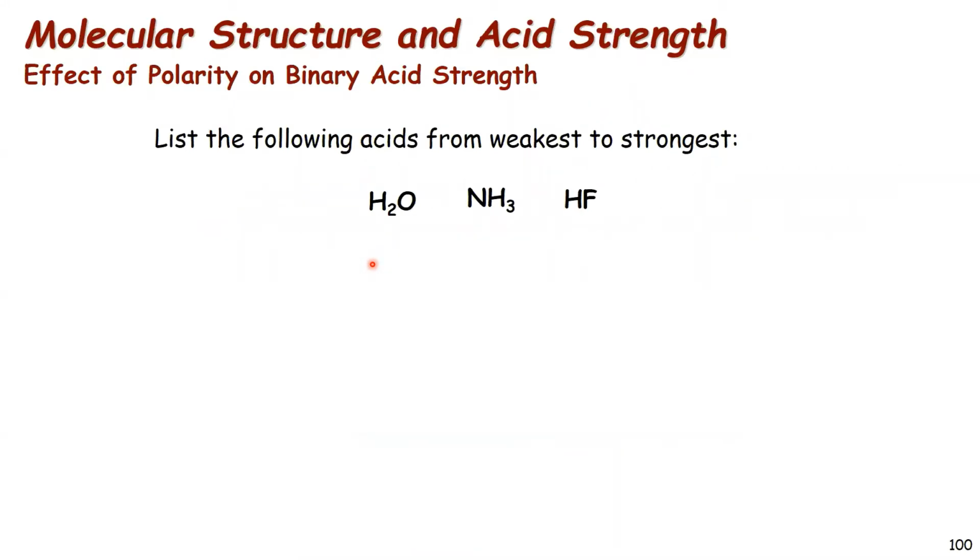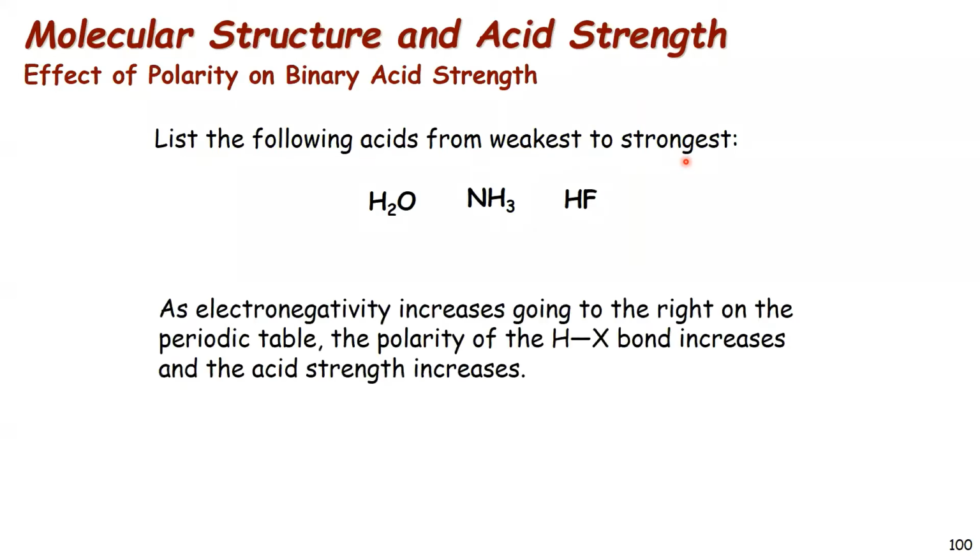So for example, we have 3 acids. They're all within the same period, right? Oxygen, nitrogen, and fluorine. And so to determine which one of these is the strongest, we want to go from the weakest to the strongest. So the strongest is going to be the one with the greatest electronegativity, right?